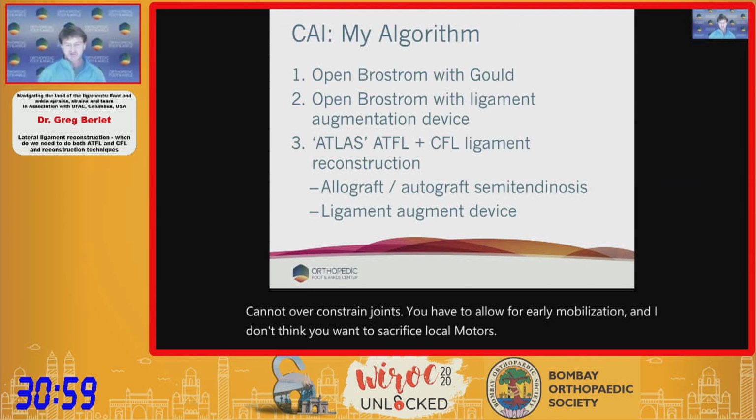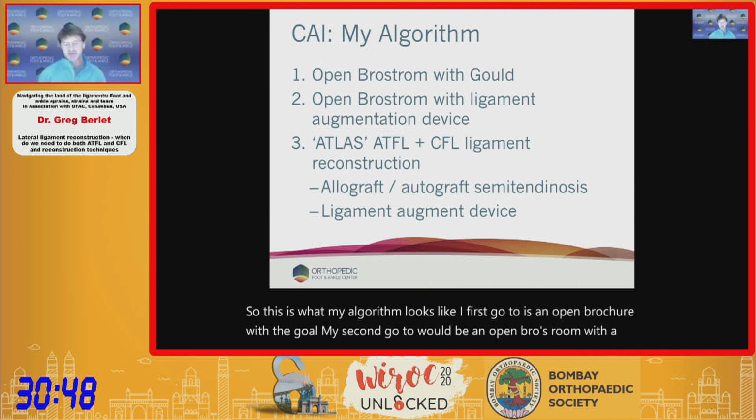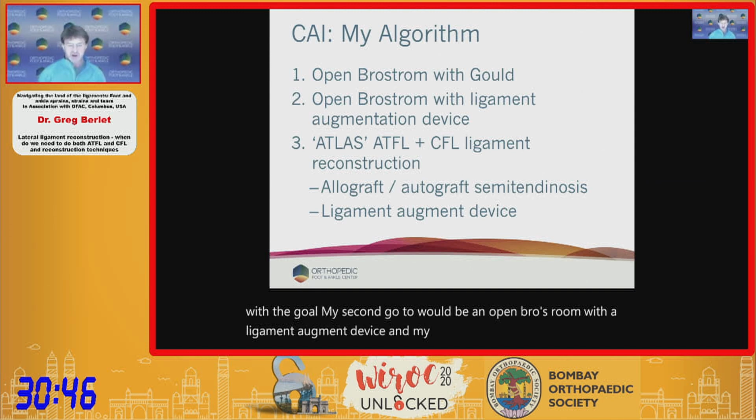So this is what my algorithm looks like. My first go-to is an open Brostrom with the Gould. My second go-to would be an open Brostrom with a ligament augment device. And my third go-to is what I'm calling the Atlas.